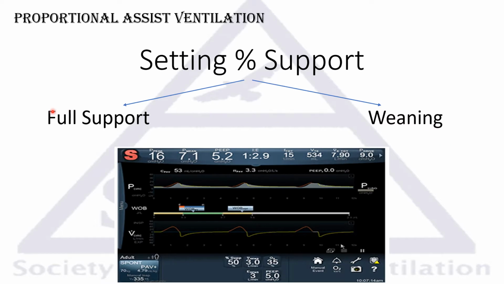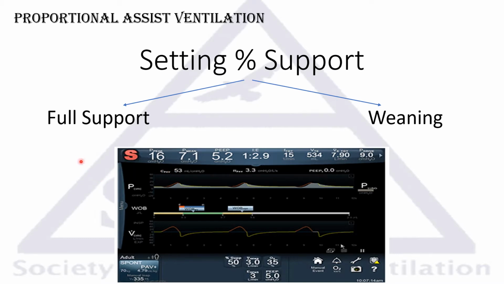There was a study done for full support where they used charts, trying to look at the pressures given by the ventilator and trying to keep the driving pressure below 15 and the tidal volume, which for me is a little bit cumbersome.